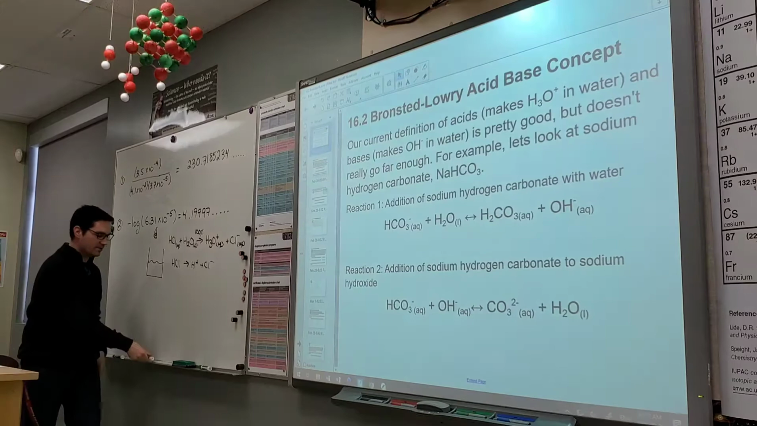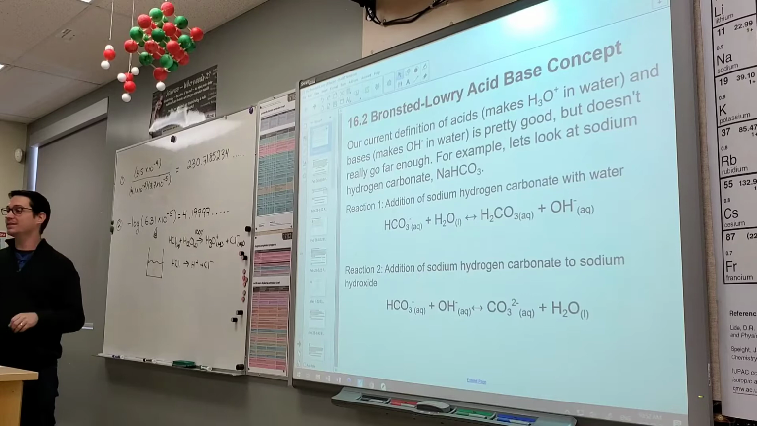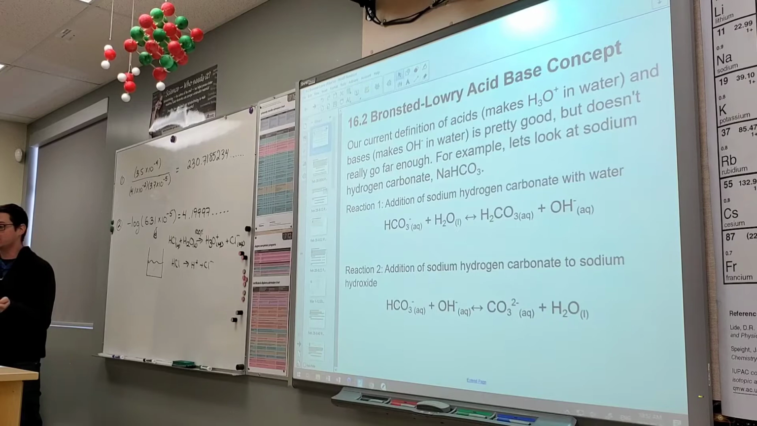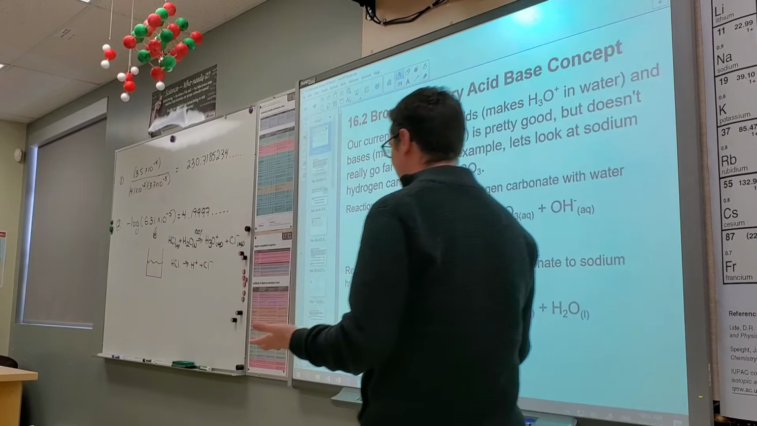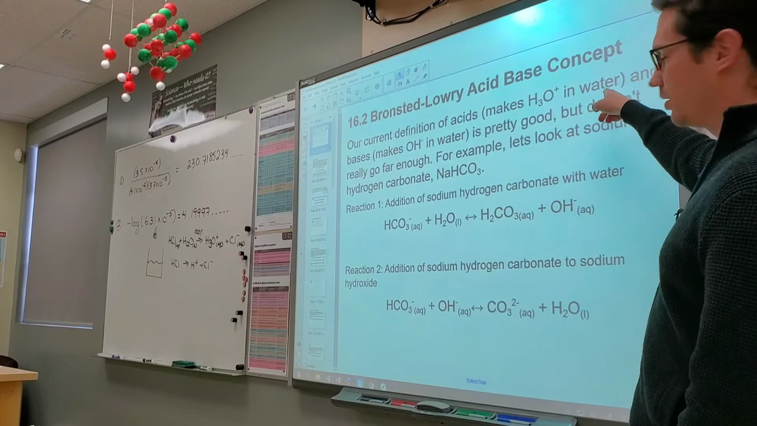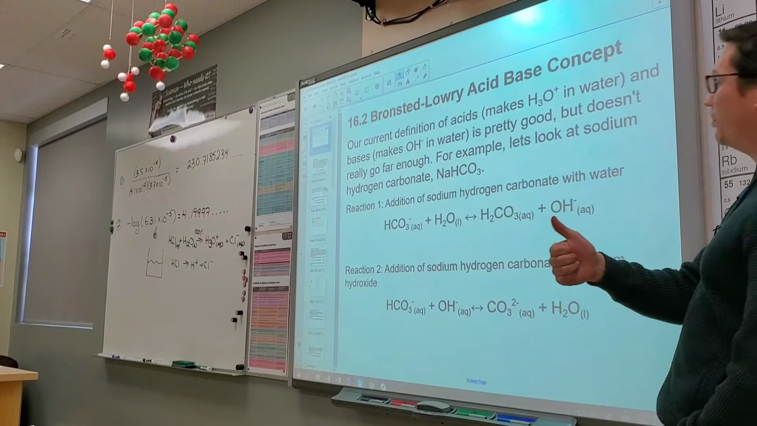Now, this definition of an acid is crap. It's garbage. It doesn't work in a lot of situations, okay? This works a good chunk of the time, but not every time. You might not even recognize that that's a problem. Our current definition of acids making hydronium in water, and bases making hydroxide in water, is pretty good, but it doesn't really go far enough.